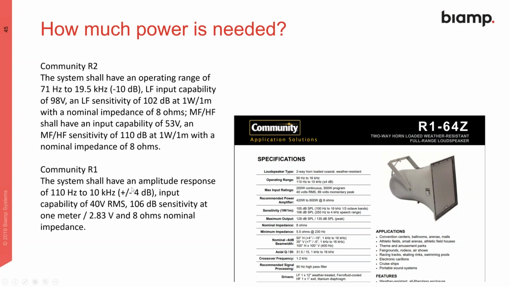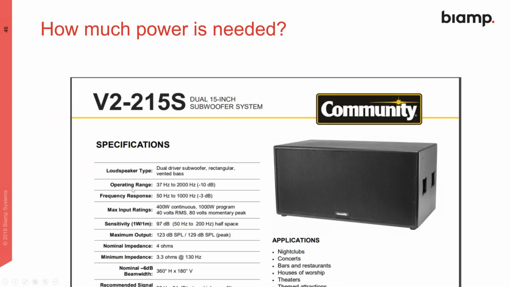A lot of times that just has to do with who's on the project team when it's released. A subwoofer, a little different sensitivity rating. Here we're at 97 dB, and it's band passed, so that is applicable just within that range. And we see a 400 watt continuous, 1000 watt program. And again, 80 volts as your momentary peaks. So you can see what's the max allowed peak on that device.